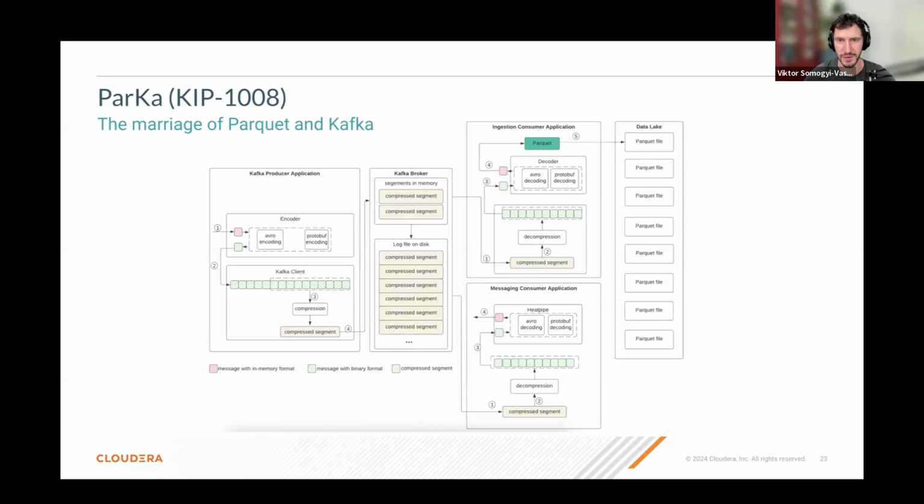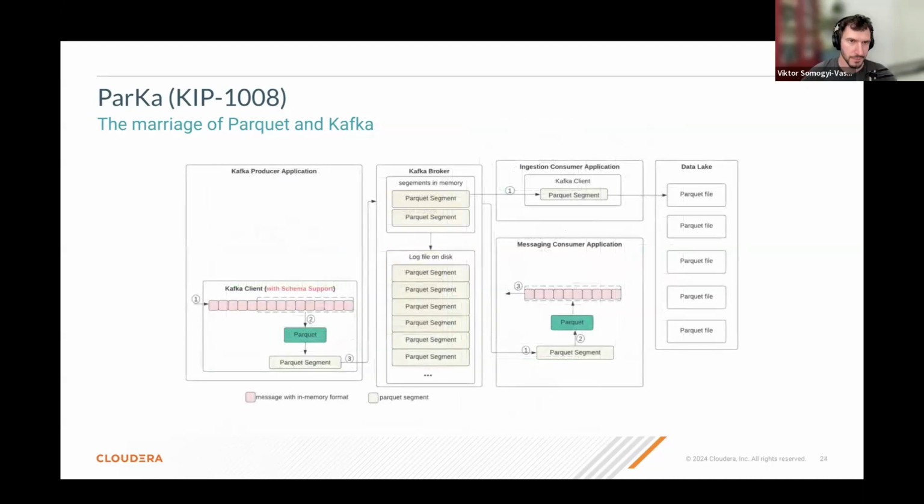But this is a simplified view. This proposal defines what ideally we would like to do: instead of encoding and compressing, just start doing all of this in Parquet. So the Kafka client would collect the batches and encode them into Parquet, and this Parquet segment would be transferred over the network and stored in Kafka. And the consumer application would read these Parquet segments and transfer them to the data lake where they could be processed.